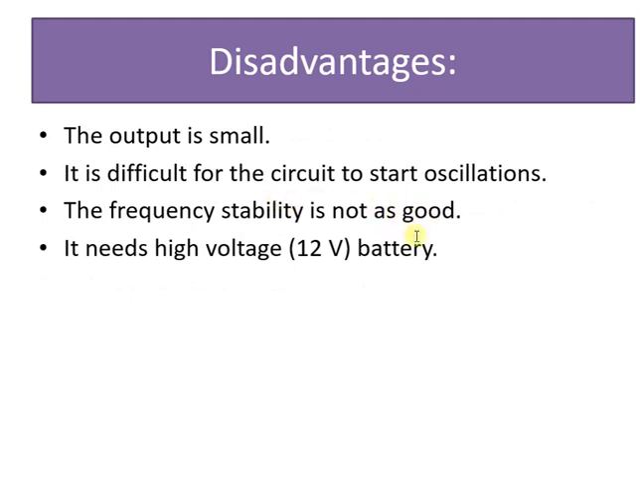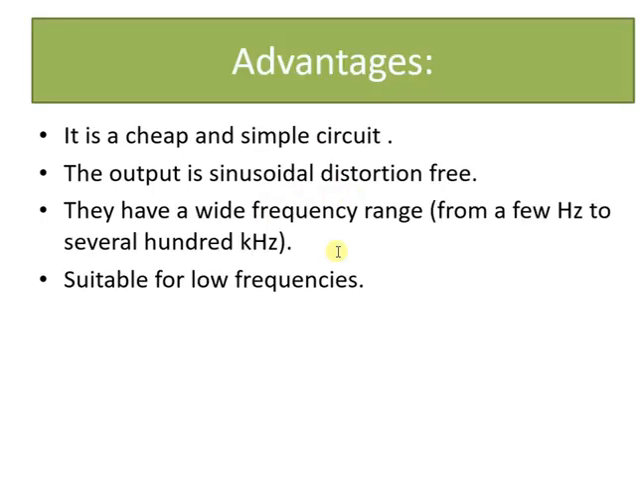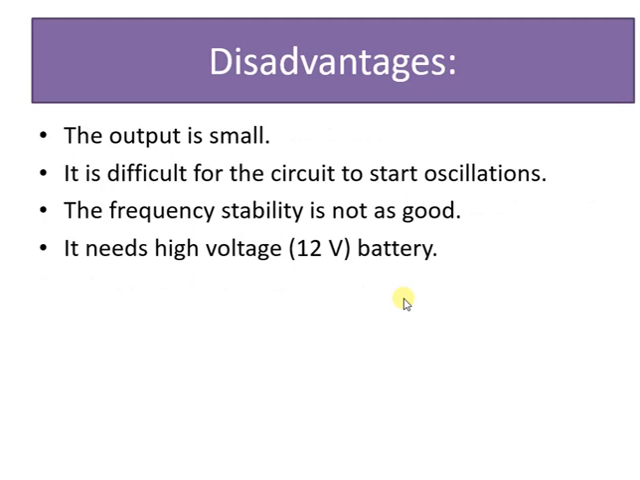So coming to the disadvantages, the output is very small because of the smaller feedback, and it is difficult for the circuit to start oscillations as the feedback is usually small. The frequency stability is not as good as that of the Wien bridge oscillator. You should remember this, because in the advantages we have mentioned that the frequency is stable, but here we are comparing the frequency stability of this oscillator with that of the Wien bridge. So in comparison with the Wien bridge oscillator, the frequency stability is not that great.